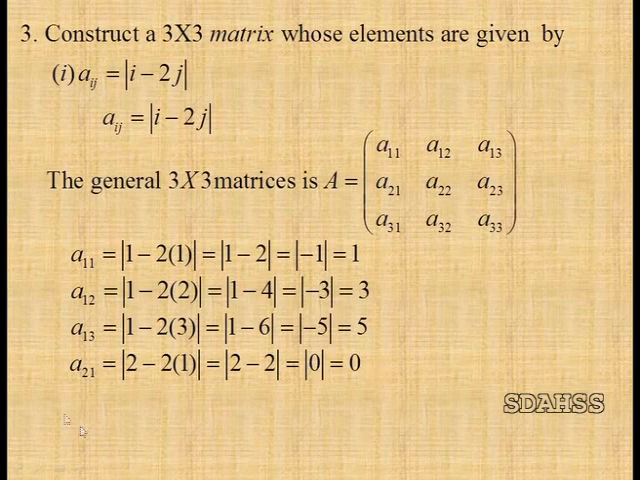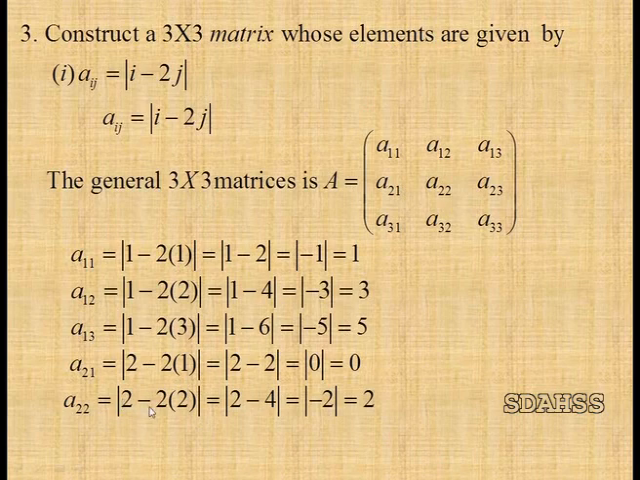Modulus of 0 is 0. Then find A22. A22 means substitute i equal to 2, j equal to 2. Then you have modulus of 2 minus 2 into 2, which is modulus of 2 minus 4, which is equal to modulus of minus 2. Minus 2 becomes plus 2.